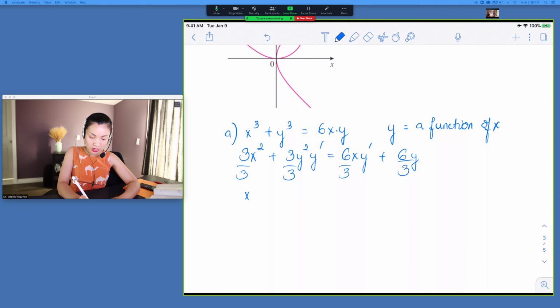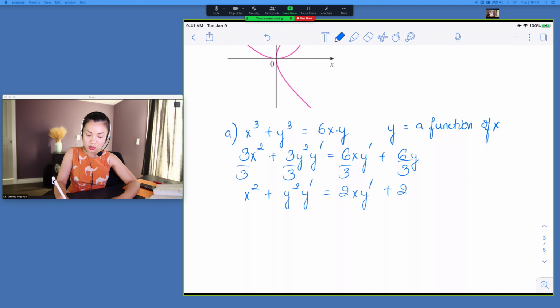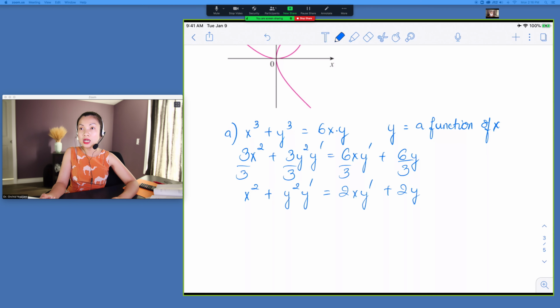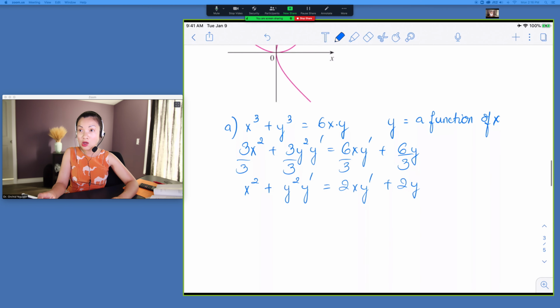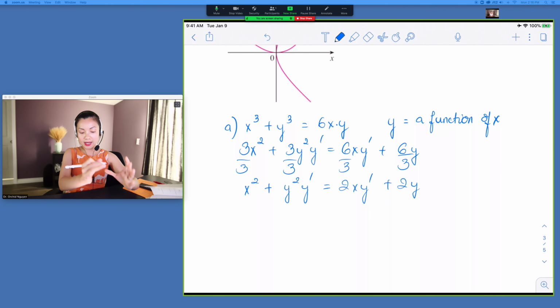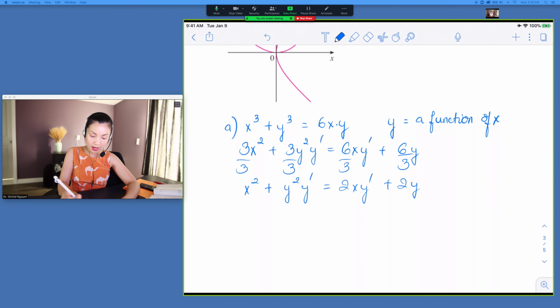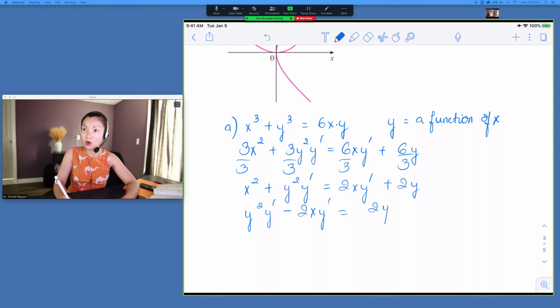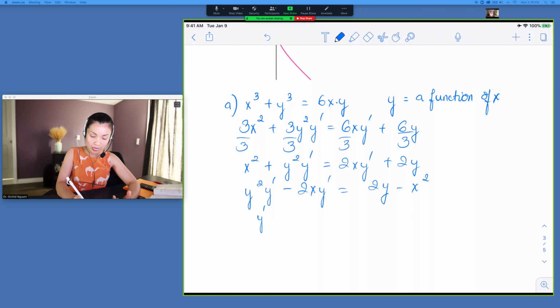So I ended up with x squared plus y squared y prime equals 2xy prime plus 2y. All right, now we're going to solve for y prime. So I'm going to put y prime on one side and everything else on the other side. So what I have is y squared y prime minus 2xy prime equals 2y minus x squared. Factor out y prime. I have y squared minus 2x.